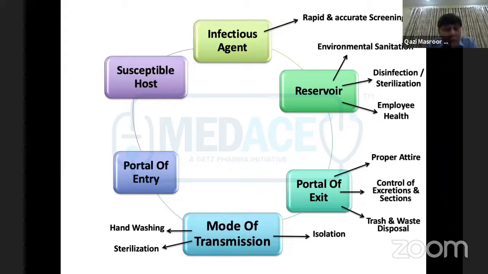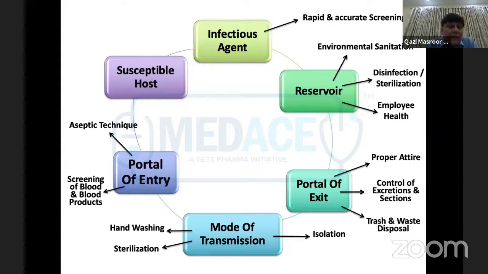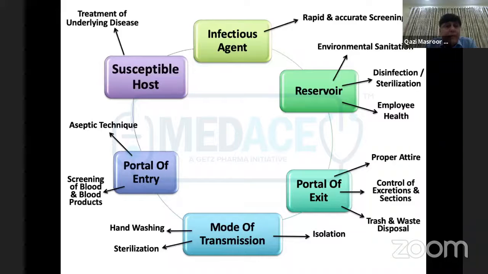And when we talk about the next level of this chain, the portal of entry, all the procedures in the hospital should use aseptic techniques. The second thing I have put here is the screening of blood and blood products, because we know that this is a very important mode of transmission of B and C. For a hospital, it depends upon how many procedures are done and how many people are coming. So screening is again a very important tool if you want to break the chain. And when you are dealing with the host, you should be diagnosing disease and taking proper care of the patient as far as treatment is concerned. So that's how we can break the chain, keeping in view the chain of infection.